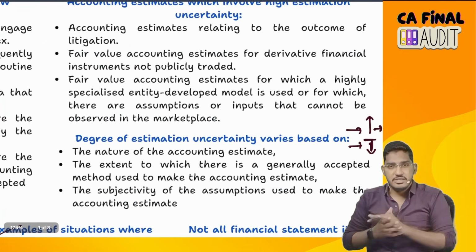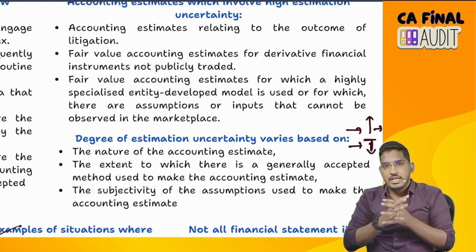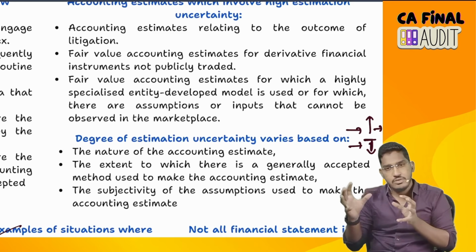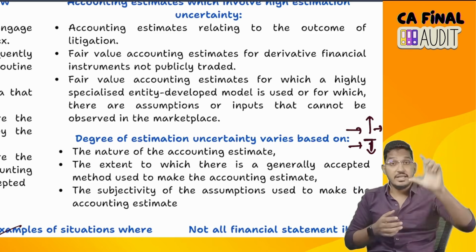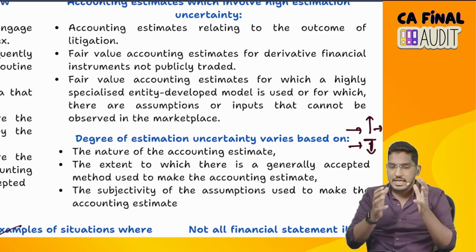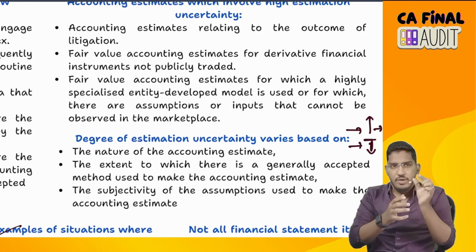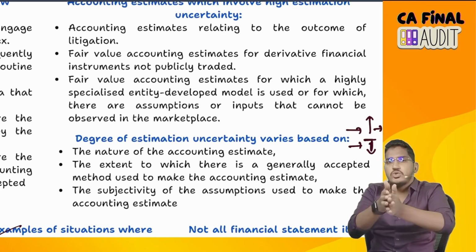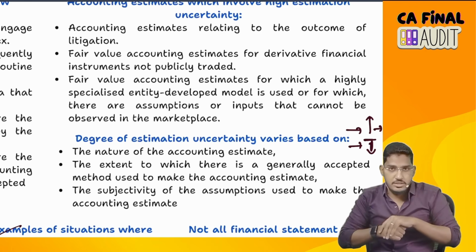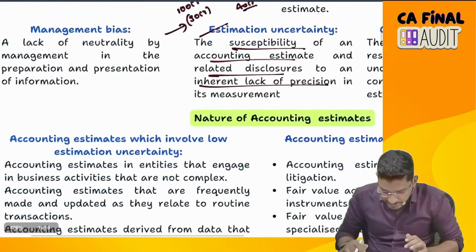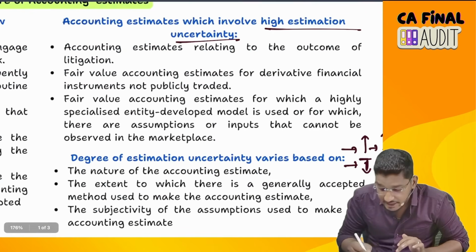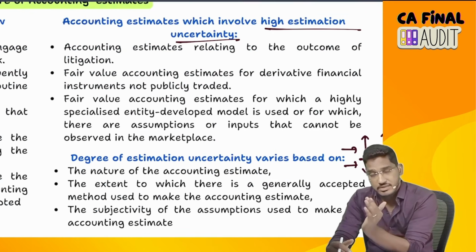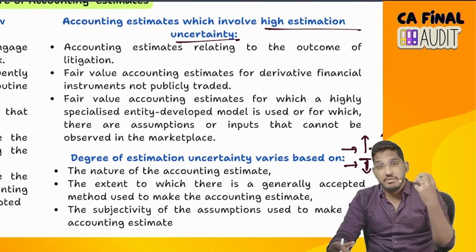See, what do you mean by high estimation uncertainty? There will be some accounting estimates where the actual results will be very different from the estimates. That is high estimation uncertainty. On the other hand, there will be some accounting estimates where the actual results will also be close to the estimate. There I will say low estimation uncertainty. Like if I show you some examples here, what are the accounting estimates which involve high estimation uncertainty, where the chances of your estimate going wrong are very high?